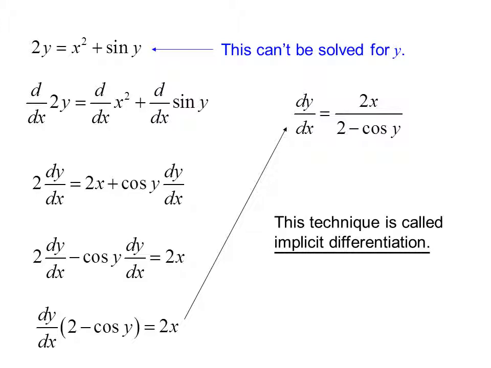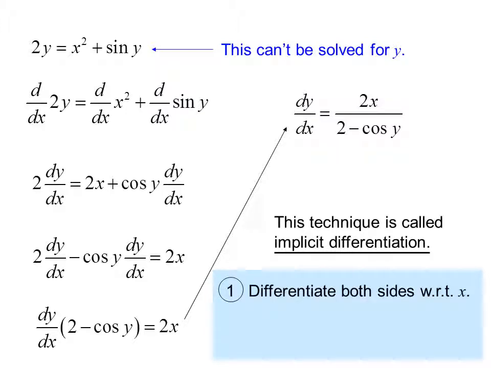This technique is called implicit differentiation. The steps are: 1. Differentiate both sides with respect to x, and 2. Solve for dy/dx. It's called implicit differentiation because we can't solve for y and then take the derivative.